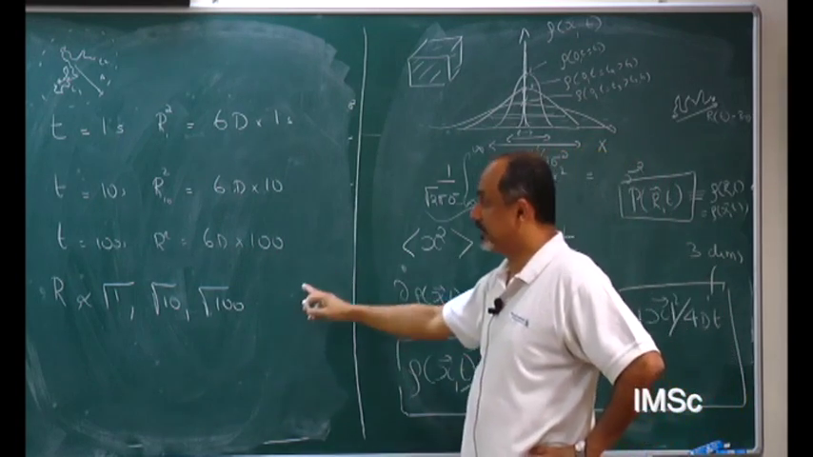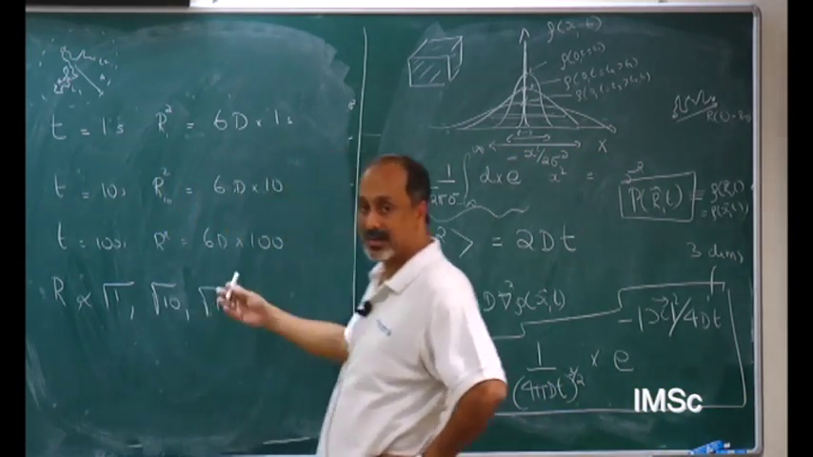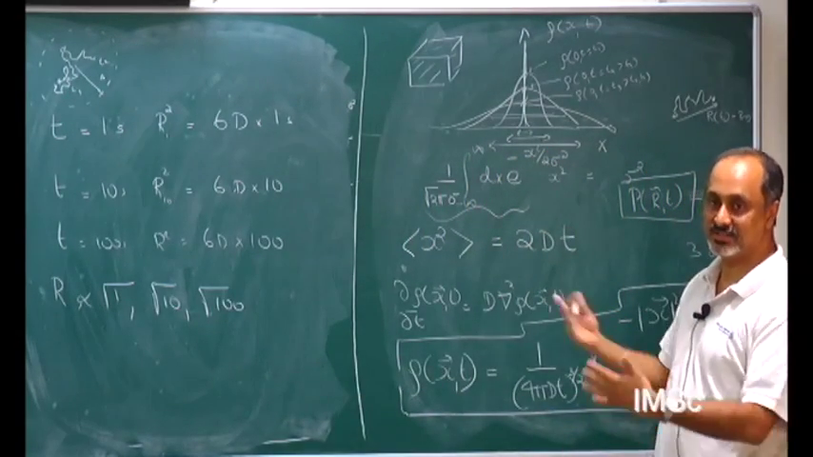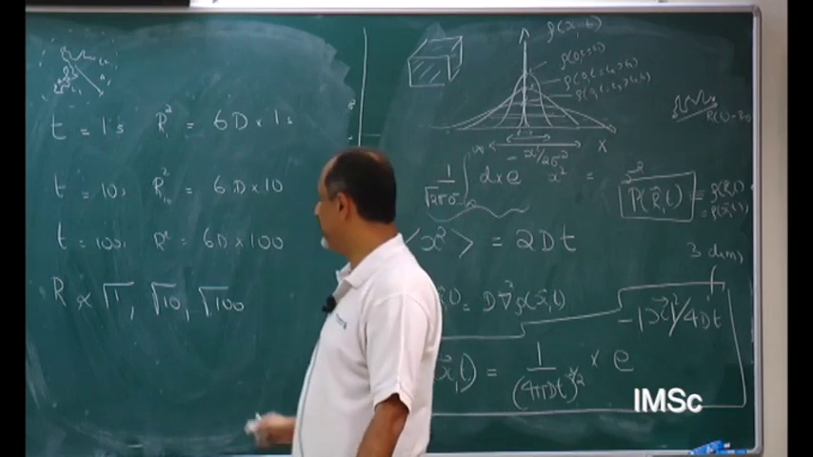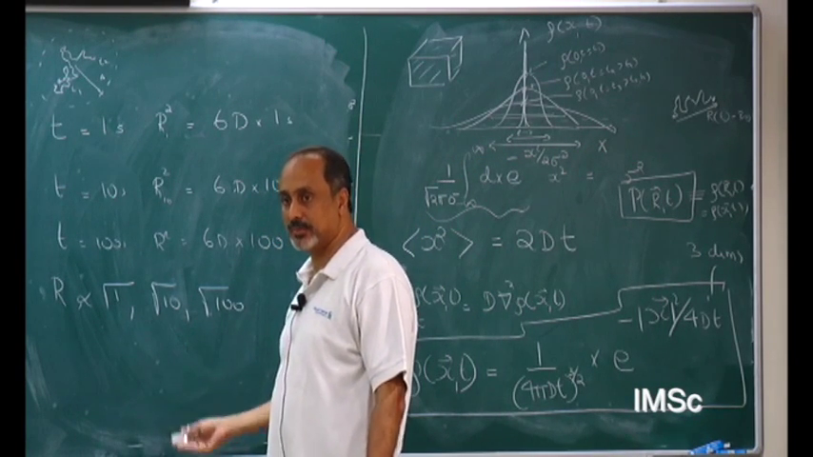So this is one thing to carry home: particles that move by diffusion are not very efficient at exploring large regions of space and time, because the amount of space that they explore only goes as the square root of the amount of time, not as the amount of time itself.